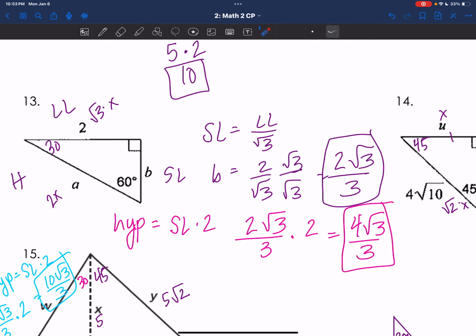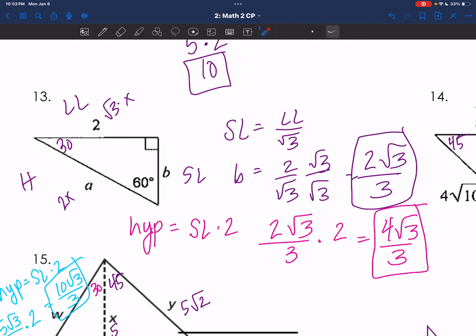For 13, you just have to find a couple different parts. So again, once you find one of them, it's easier to find the rest. It's usually easier, depending on what information they give you. We're going to look for the short leg. So your short leg is your long leg divided by root 3. And then just plug in everything here. Don't forget, you have to rationalize. So this is going to give you that, and root 3 times root 3 gives you positive 3. So that is for B.